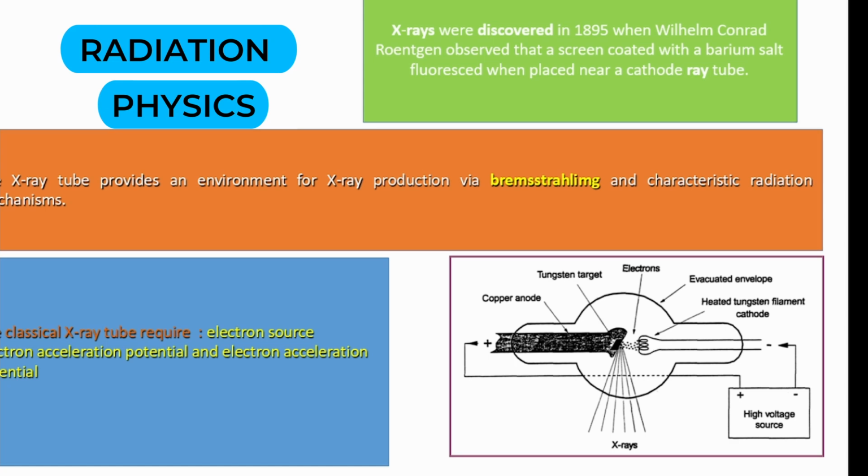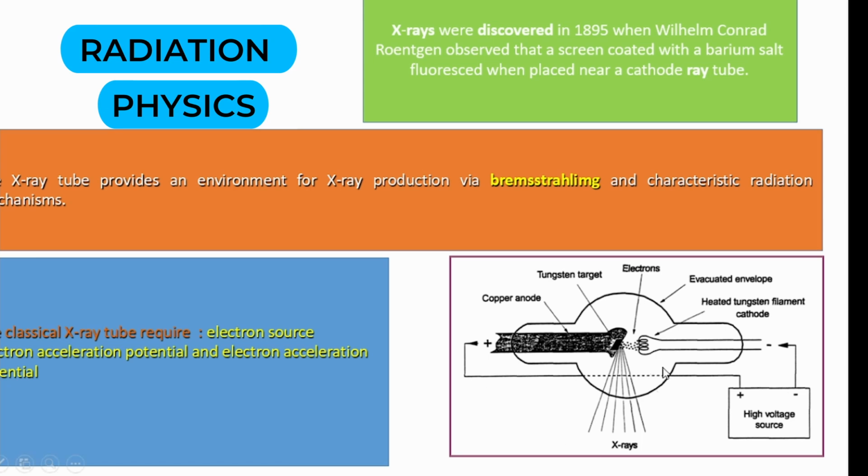So an X-ray tube also requires an electron acceleration potential. For electrons to move from the cathode to the anode, there has to be a potential difference between the two areas, so that electrons can actually be driven from the negative side and be attracted to the anode.